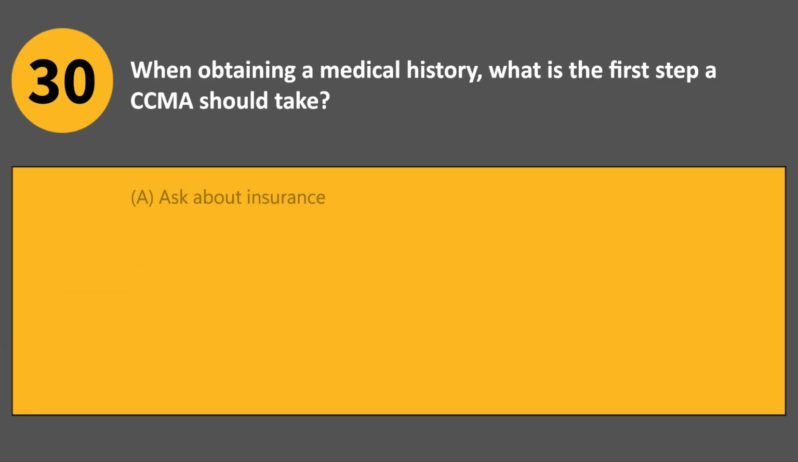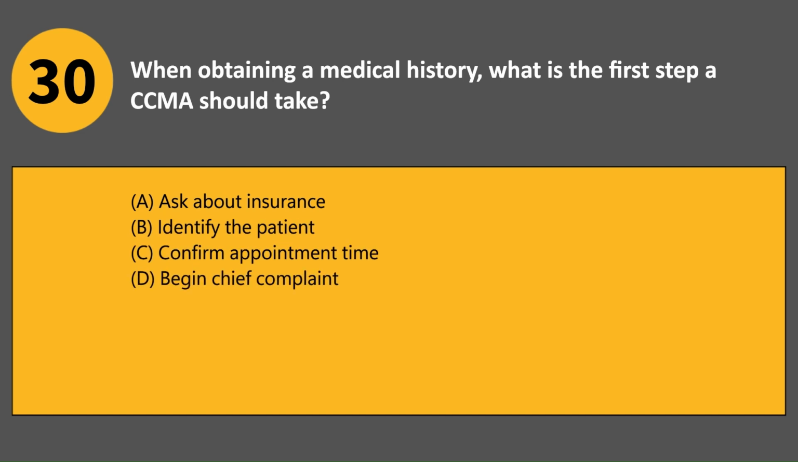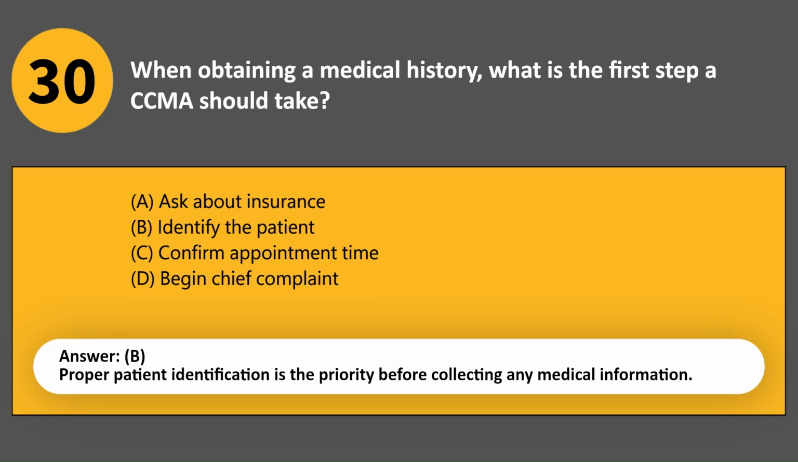When obtaining a medical history, what is the first step a CCMA should take? A. Ask about insurance. B. Identify the patient. C. Confirm appointment time. D. Begin chief complaint. Answer: B. Proper patient identification is the priority before collecting any medical information.